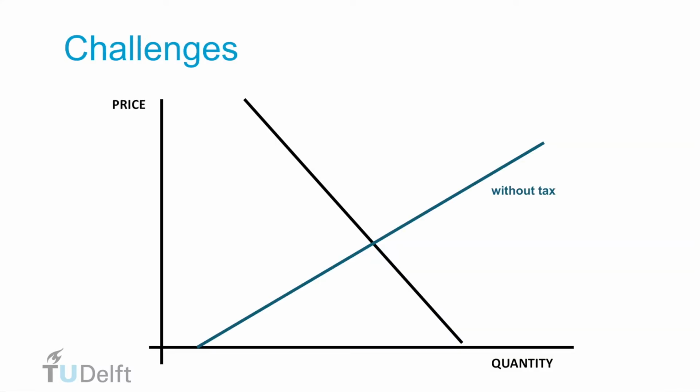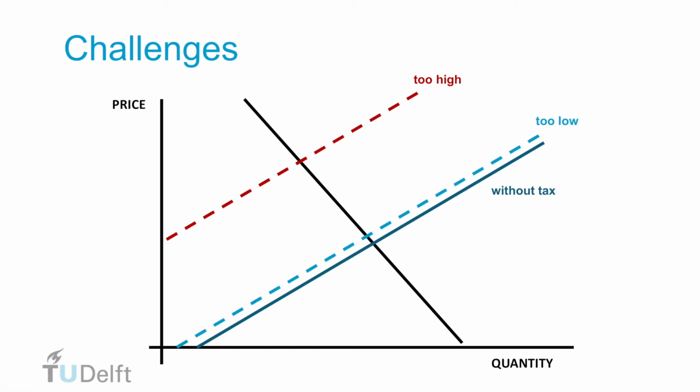On the other hand, there are many challenges to face when implementing a carbon tax. First, it is difficult to know what the optimal price of a carbon tax should be. If it is set too high, no one will be able to pay it. But if it is set too low, it will not have any effect in incentivizing producers to reduce their carbon emissions.